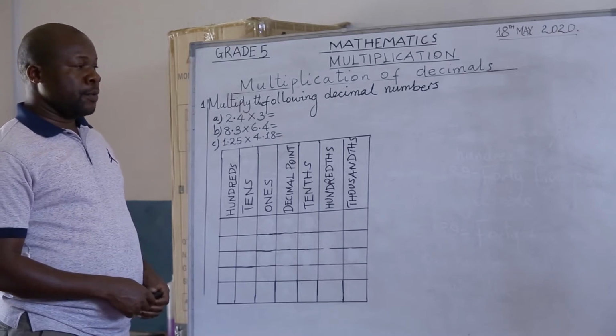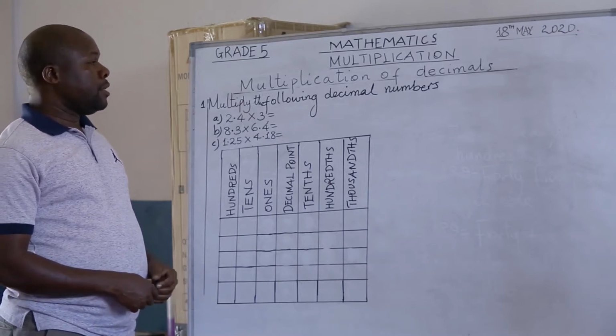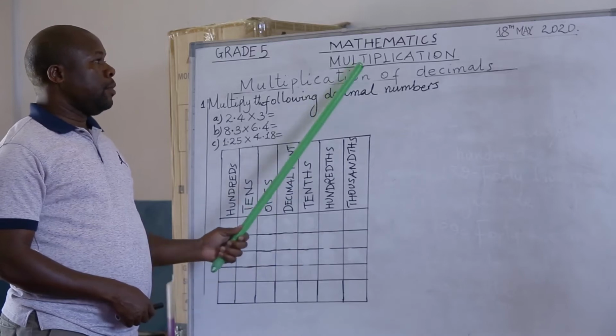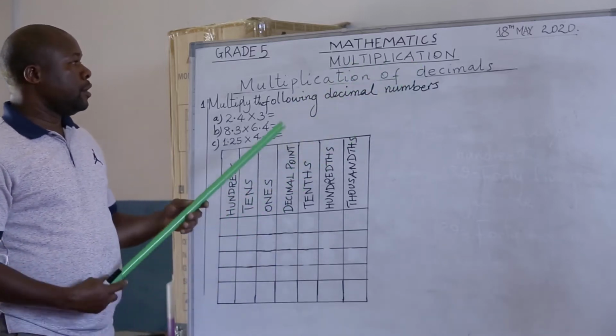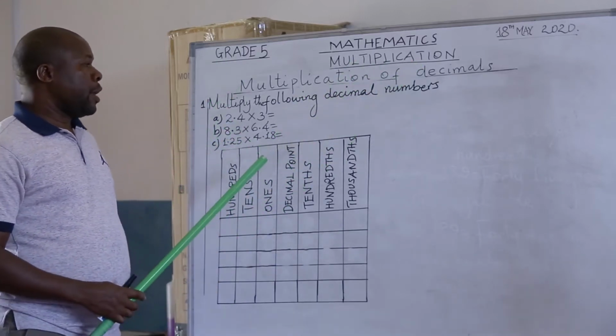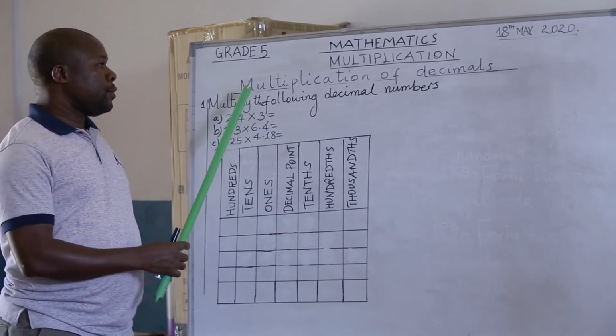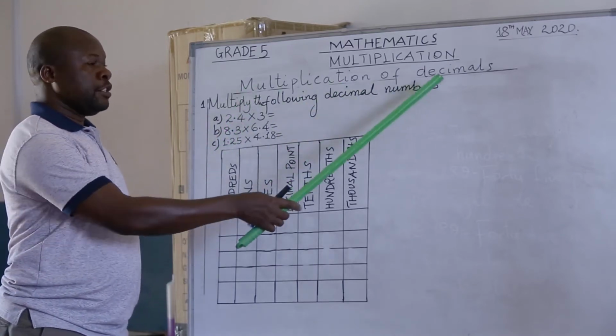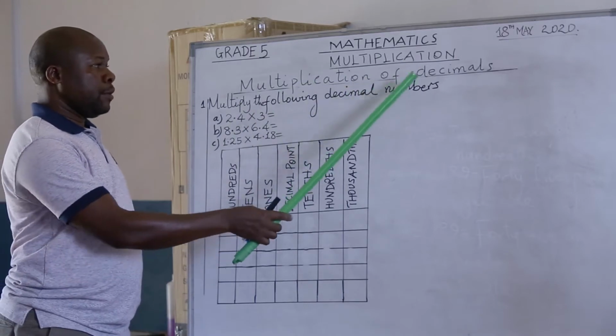And today we are going to learn about multiplication. This is grade 5. We are going to look at how to multiply decimals, that is multiplication of decimals.